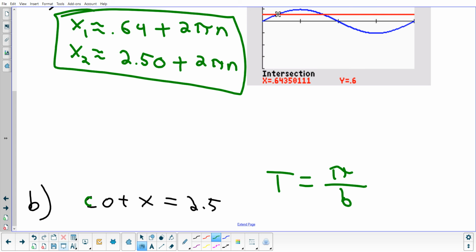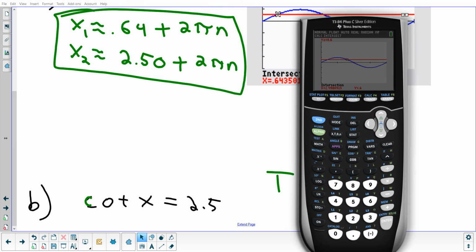So Casey, what's b in this case? 1. So how about Matt, what's my period if my b value is 1? The b value is 1, yes. But what would my period or my cycle be? Just pi. Pi divided by 1, just pi.